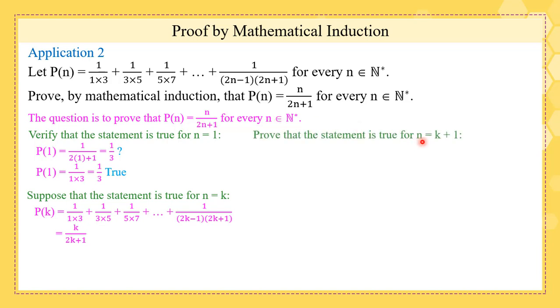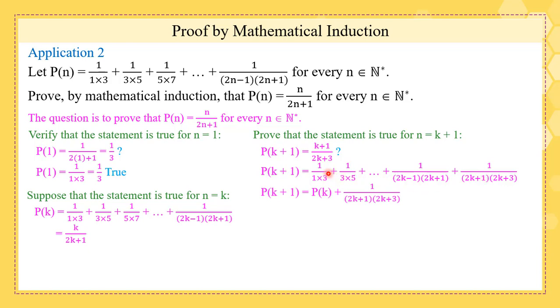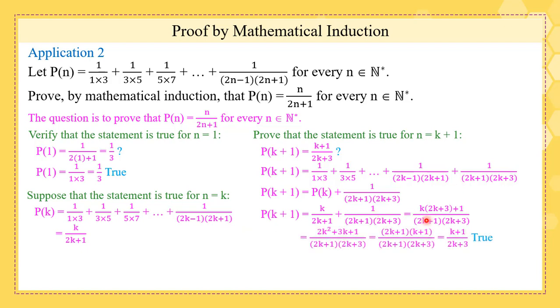We need to prove that the statement is true for n equals k plus 1. So is P of k plus 1 equal to k plus 1 over 2k plus 3? Remember, here we replace each n by k plus 1, so we get 2k plus 2 plus 1, which is 2k plus 3. While P of k plus 1 could be written in this form, now the first quantity is nothing but P of k plus that one, and if we replace P of k by its value, which is k over 2k plus 1 plus this quantity, and if we take a common denominator, with some calculations we get k plus 1 over 2k plus 3, which is the required answer.